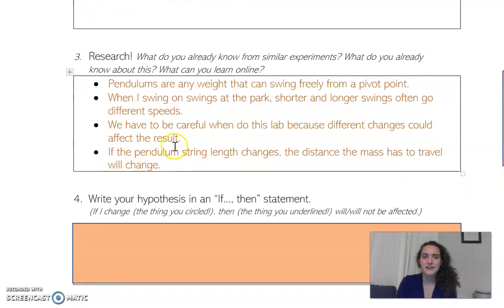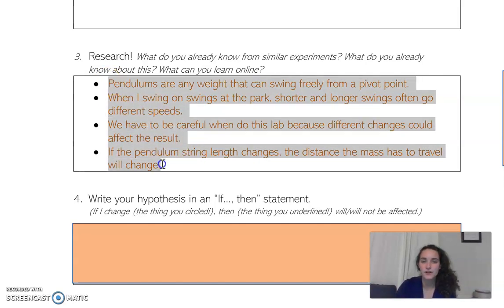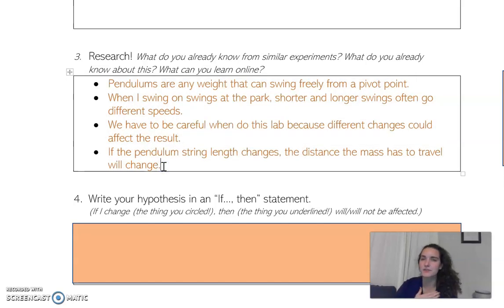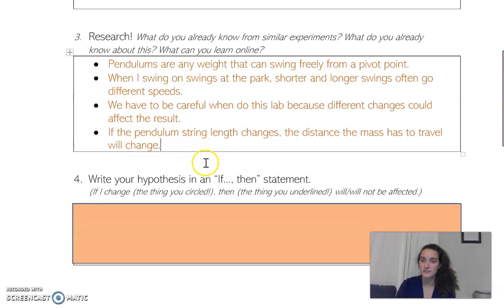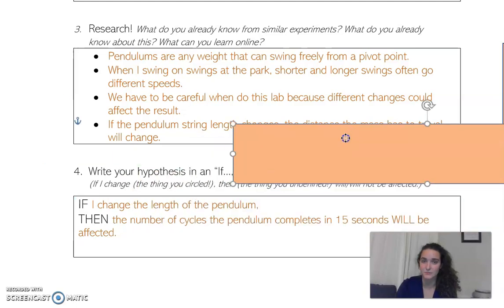And then finally, if I think about a pendulum and I think about the length of the string, if it's a very short pendulum, that makes me think it's a very short distance it has to travel. And if it's a very long pendulum, that's a very long distance it has to travel to get a whole cycle. Maybe a shorter distance doesn't take as much time, but maybe longer pendulums go faster and it balances out. I'm not totally sure. That's where I have to do an experiment. But based on my research and what I already know, I am pretty confident in my hypothesis that changing the length of the pendulum will affect the number of cycles.